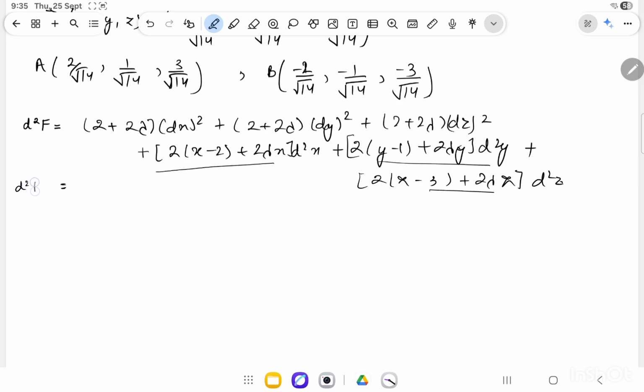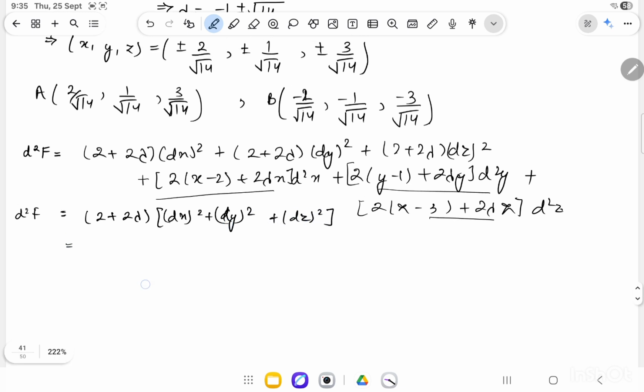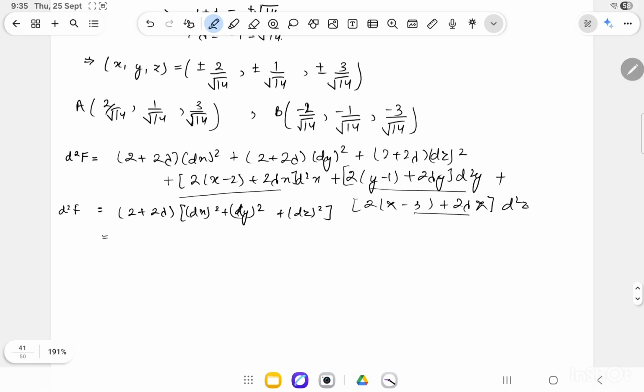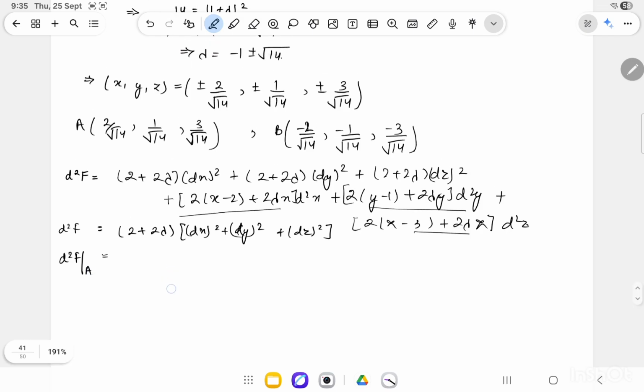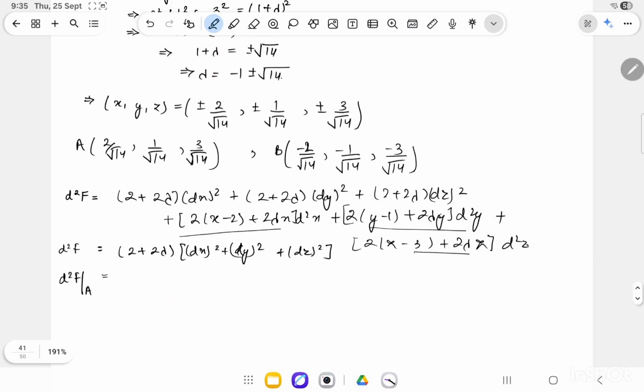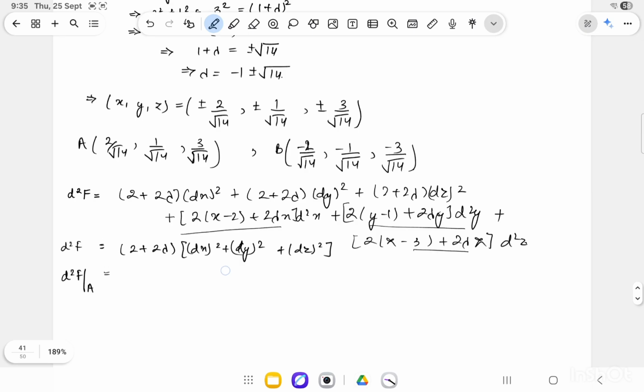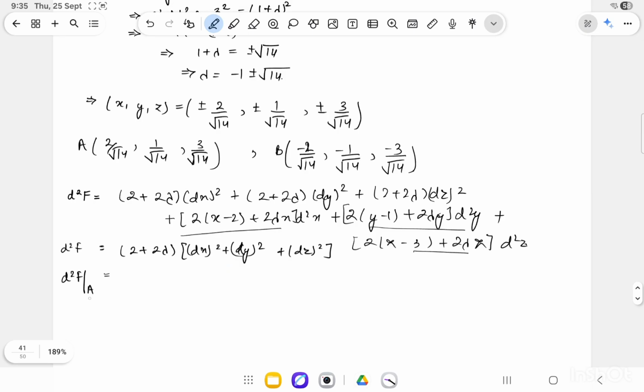So my d square f is reduced to 2 plus 2 lambda into dx square plus dy square plus dz square, and this thing will be equal to... now we are supposed to check it at points A and B both. So d square f at point A. Now at point A, I assumed my 1 plus lambda to be under root 14. So here my lambda is basically minus 1 plus under root 14.